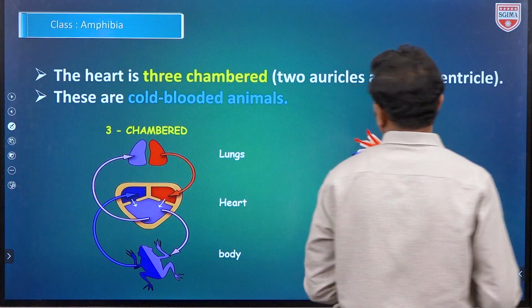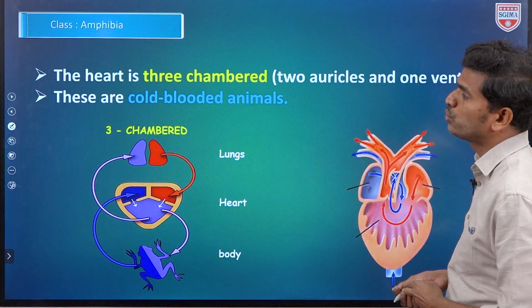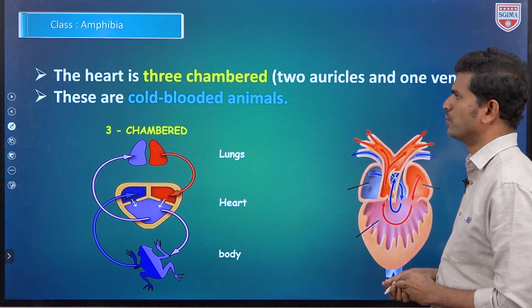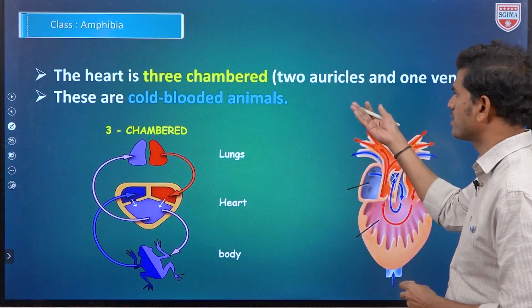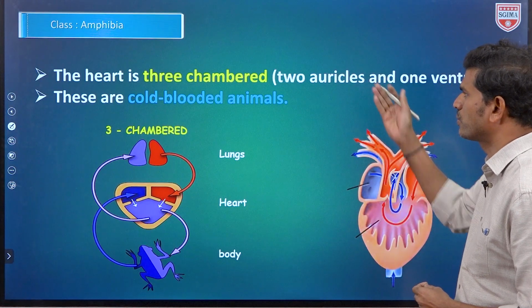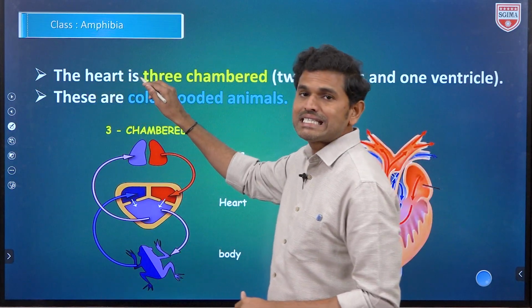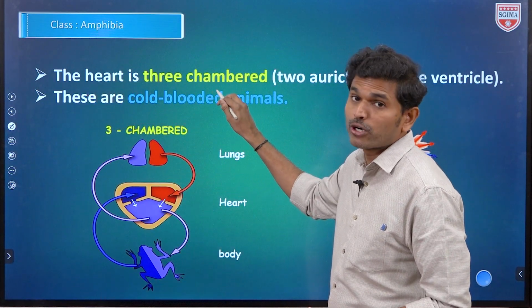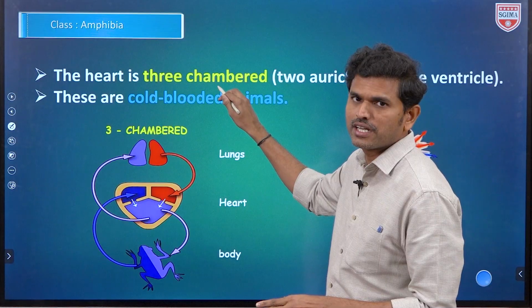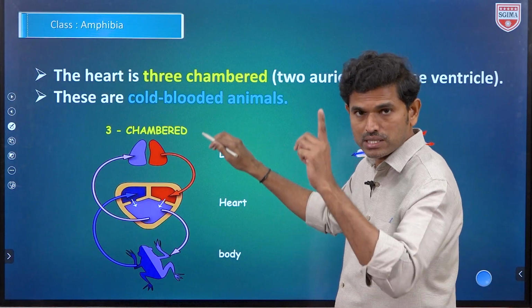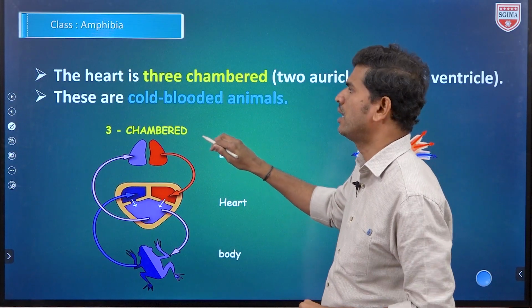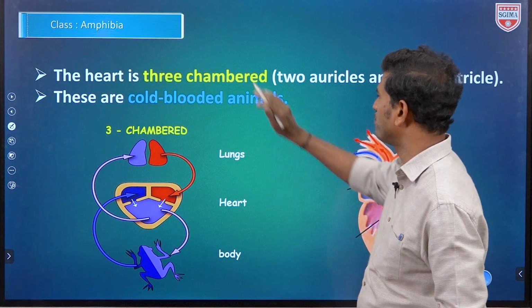Let us see that here they have given 2 points. From the diagrams we can understand that it may be the internal structure of the heart. See that the heart is 3-chambered, an important point. How many chambers are there in the heart? 3 chambers. Previously in fishes, a 2-chambered heart. So the heart is 3-chambered.